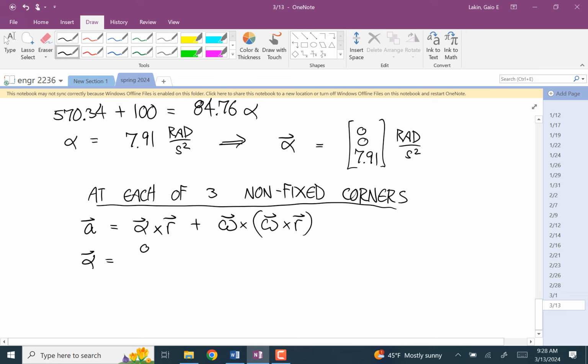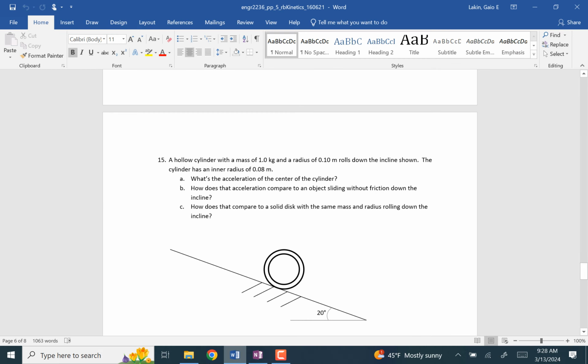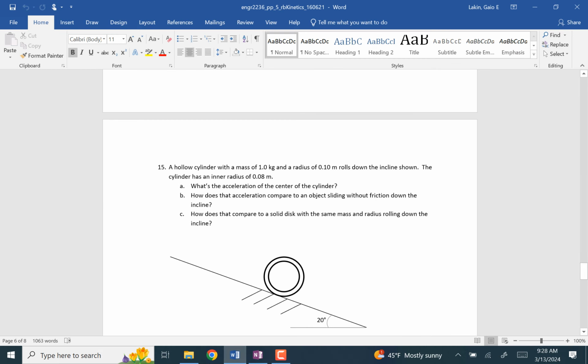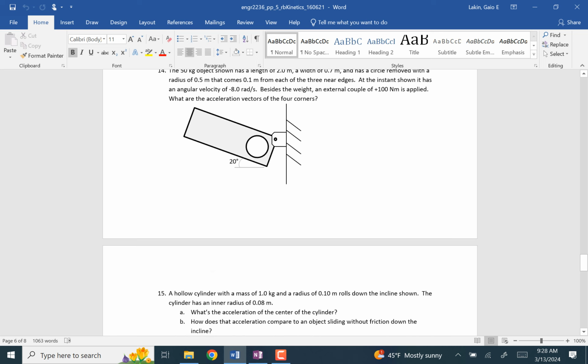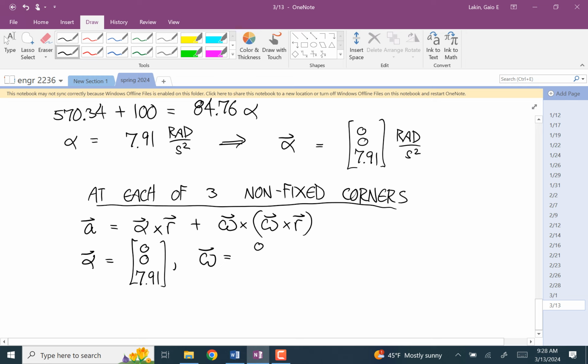Alpha is equal to 0, 0, 7.91. Bless you. Omega is given, has to be given, and it is -8. So 0, 0, -8. And then R depends on which corner you're looking at. But in the coordinate system I use, those are all easy.